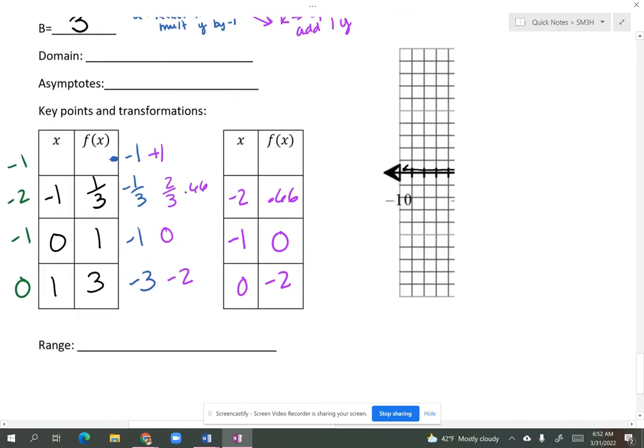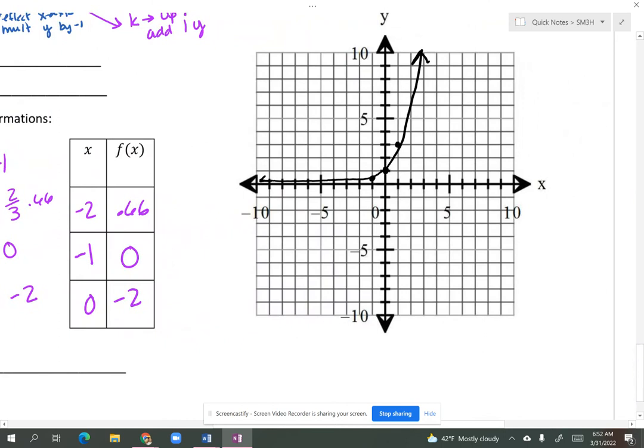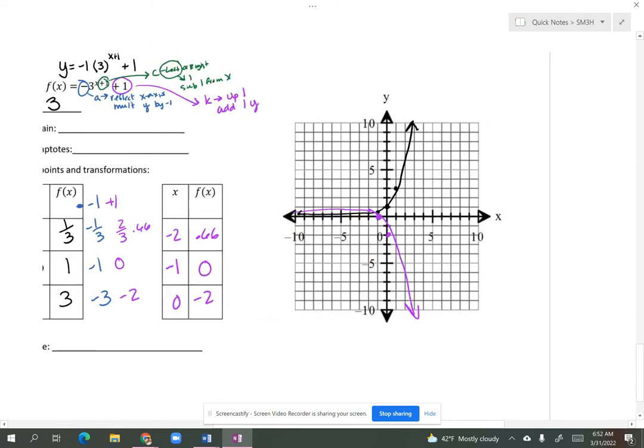So I'm going to graph those points over here. At -2, I'm at 0.66. Okay. At -1, I'm at 0, and at 0, I'm at -2. So this graph is going to be flat and then shoot down. Okay. And then I'll answer my questions.